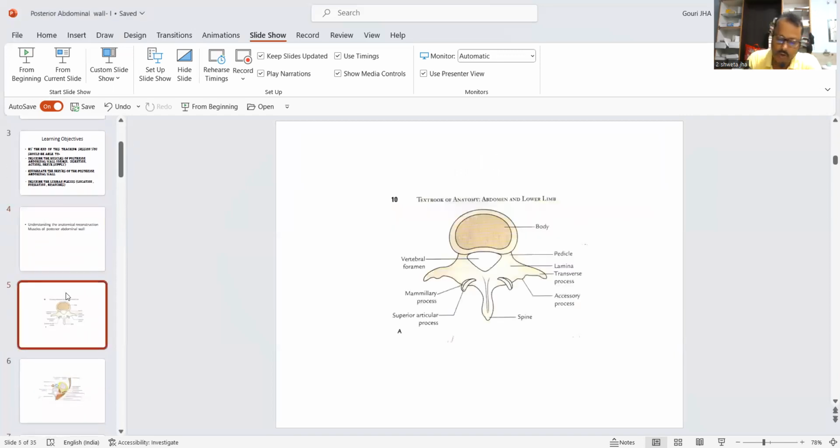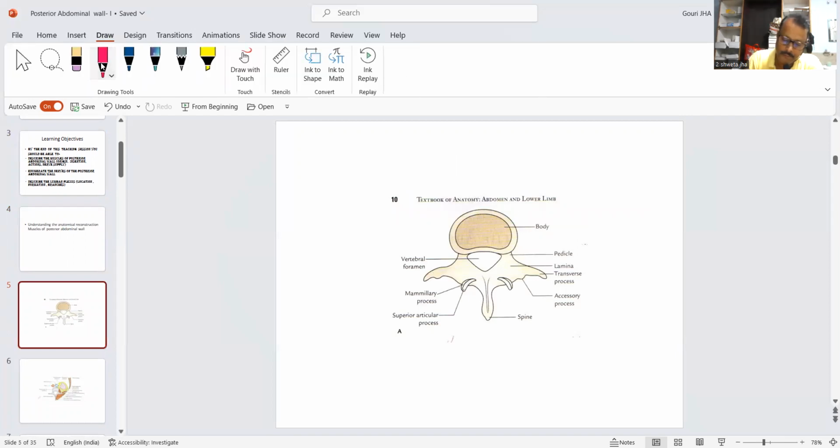So, first we talk about the picture of a typical lumbar vertebra. So, this is the body of the lumbar vertebra. This is the lumbar vertebra only. And we could see that this is the body, this is the anterior one, and this part is the posterior one. Now, what we have got? We have got the body, and after the body, what we see is the pedicle. This is called the pedicle.